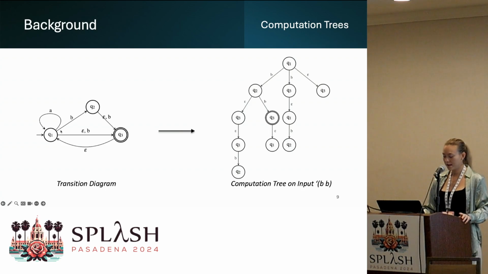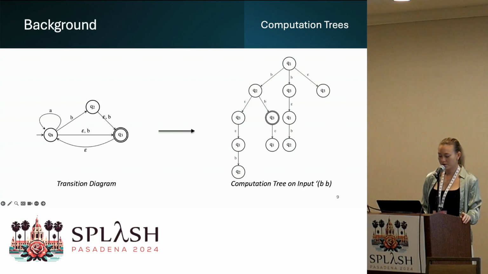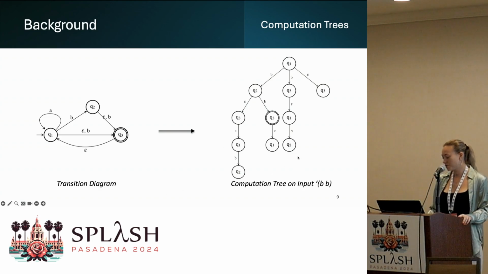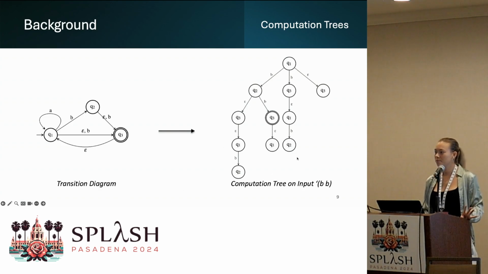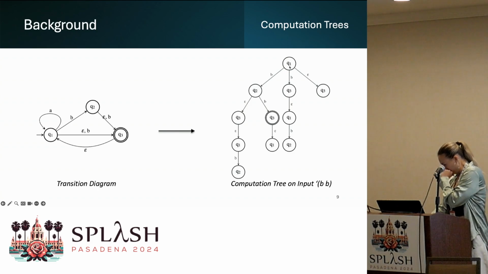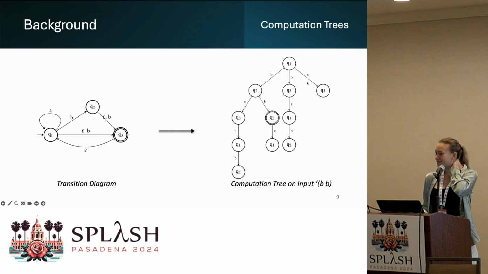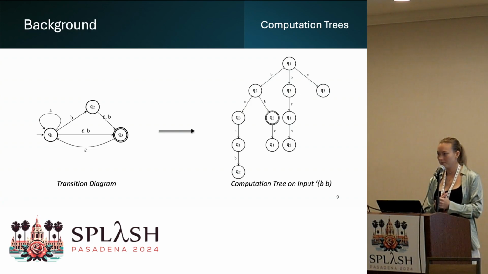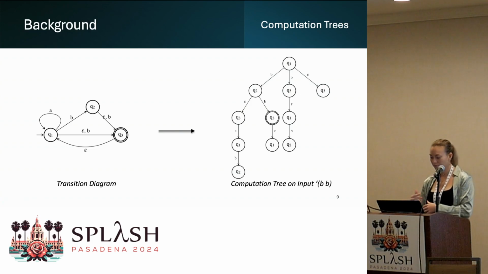On the left is an NDFA. Q1 is the start state, Q3 is the final state, epsilon denotes an empty transition. On the right is the computation tree for that NDFA on the input word BB. A computation tree traces every path exhaustively, starting from the starting state. Nodes denote configurations. For an NDFA, that is the state that the machine is currently in, and the unconsumed input, the input still left to consume.